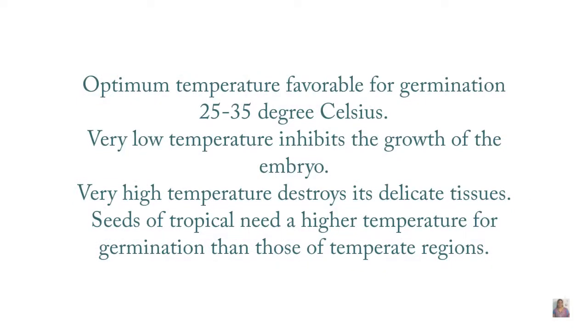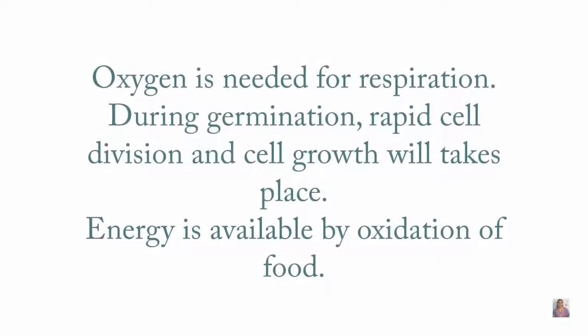Optimum temperature is needed for the germination process to happen. It is 25 to 35 degrees Celsius. If it is a very low temperature, then the growth of the embryo is inhibited. If it is a very high temperature, the delicate tissues may be destroyed. And one more thing, the seeds of tropical regions need a higher temperature for germination compared to temperate regions.